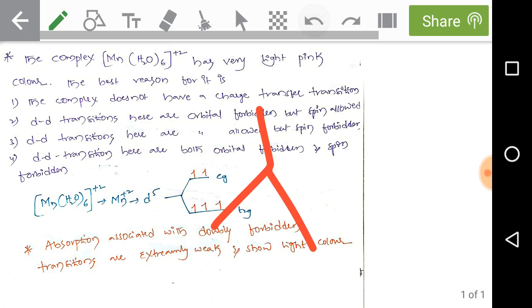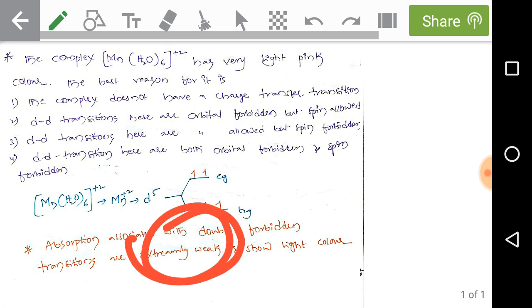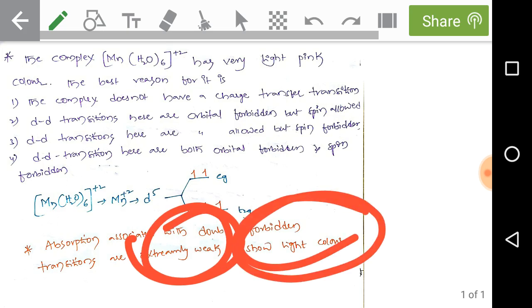And here you can see a gerade to gerade transition. That's why it is orbital forbidden, that means Laporte forbidden. So here it is both spin forbidden and Laporte forbidden. Absorptions associated with doubly forbidden transitions are extremely weak and show light color.